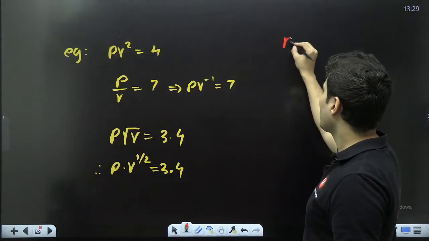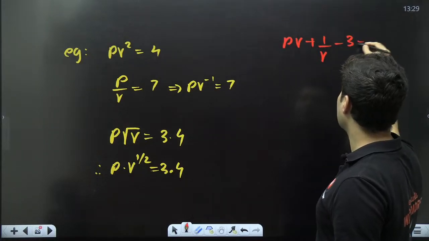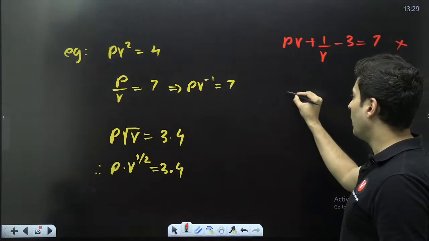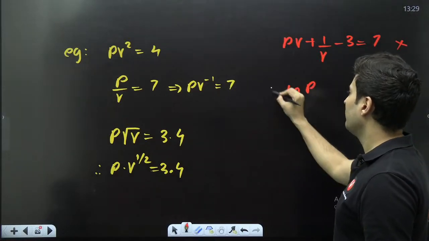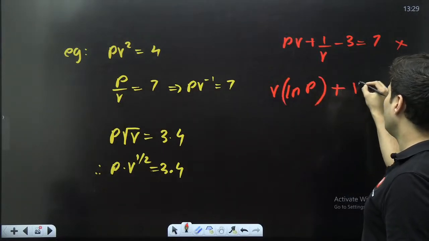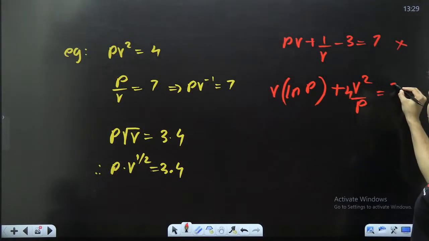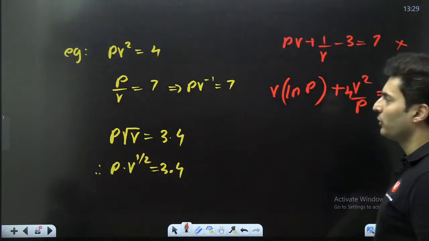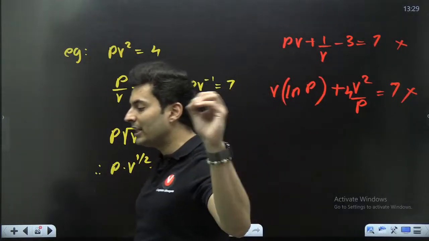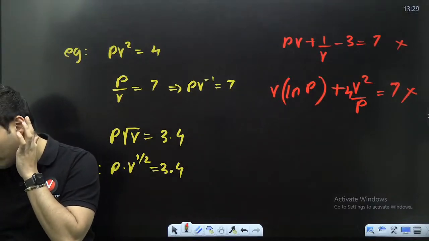But this one, PV plus 1 by V minus 3 is equal to 7. This is not a polytropic process. Or ln(PV), the whole thing plus V square by P into 4, is equal to 7. This is also not a polytropic process. It should be in this form: P into V raised to something.